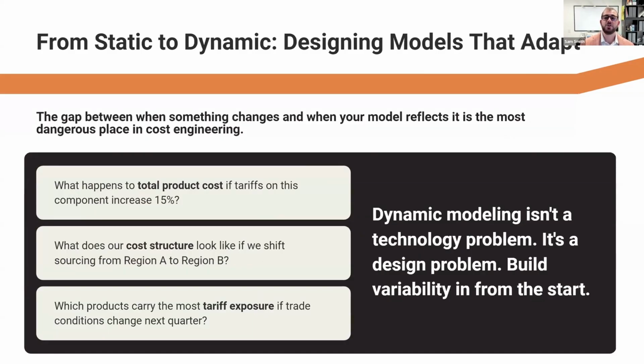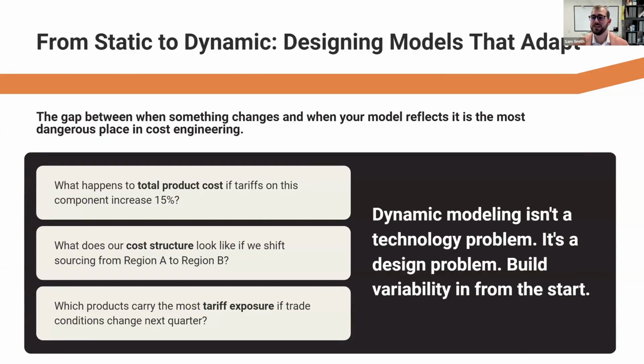Now, everything that we've talked about so far sets up a fundamental question about how we design our models. Most cost models are static by nature. They're built to capture a point in time, current rates, current suppliers, current trade lanes, and that's not a flaw. It's largely a reflection on the tools and processes that most of us have inherited. But a static model has a shelf life, and in the current environment, that shelf life gets shorter by the day.